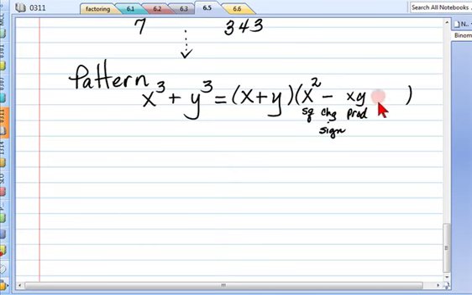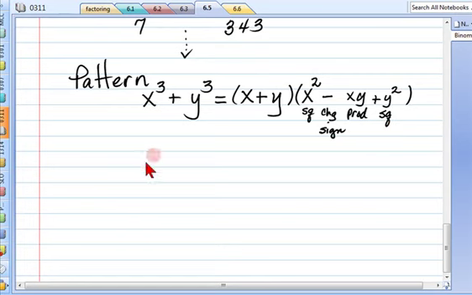And then the last one is always the square of the last. Take this and square it. Squares are positive, so it's plus y squared. So it is always square, change the sign, product, square. And that's the little thing I say to myself. Square, change the sign, product, square.